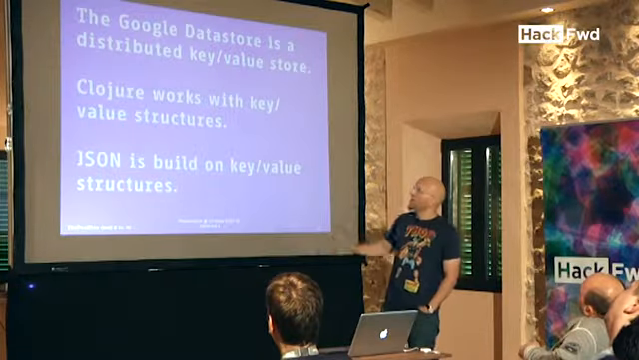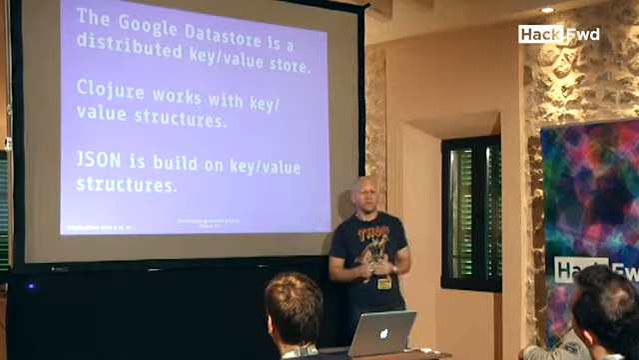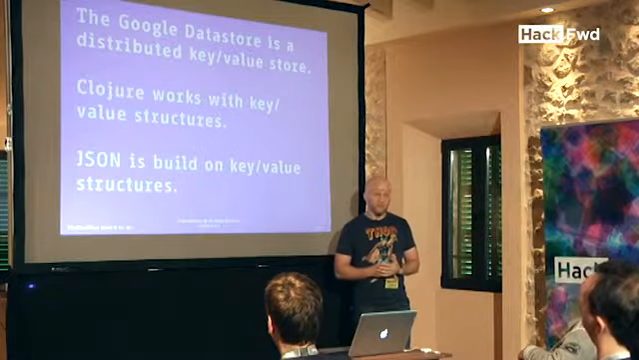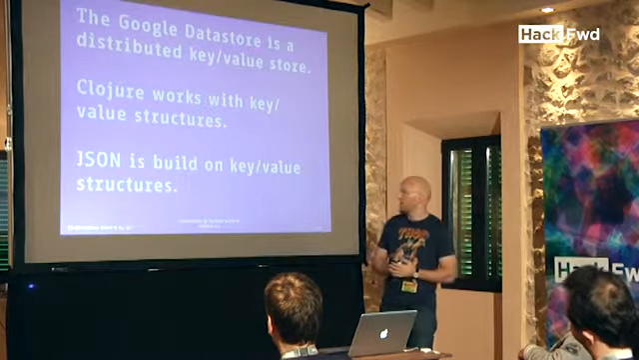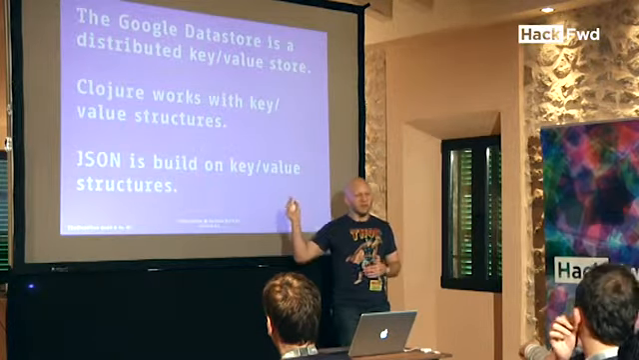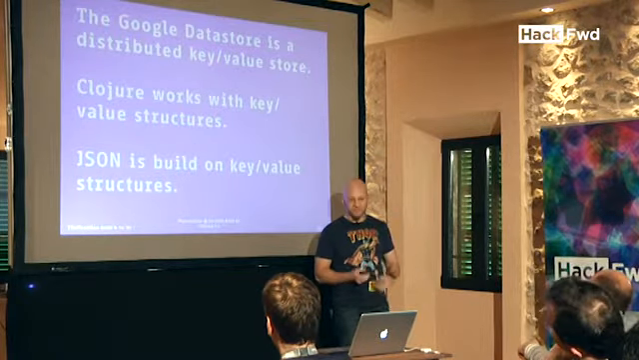On the different levels, it looks like this. We have the Google data store, which is a distributed key value store. Clojure works with key value structures, and JSON is actually key value structures. So we don't have to transform to different kinds of type representations. We get almost the same stuff from the data store which we end up with in the client.